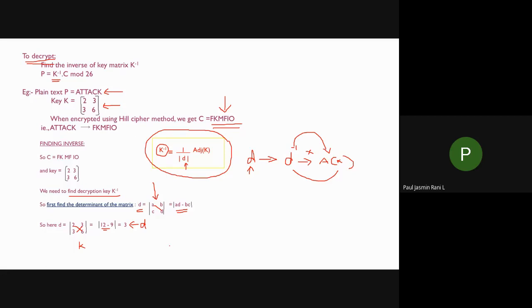What is the next step? After finding your D, what is your next step? So the second step is you have to find out a D inverse, because you have only the determinant. But in the formula, you have to find out 1 by determinant. So you have to find out a D inverse. So please listen carefully. Let us see how you have to find out the D inverse.